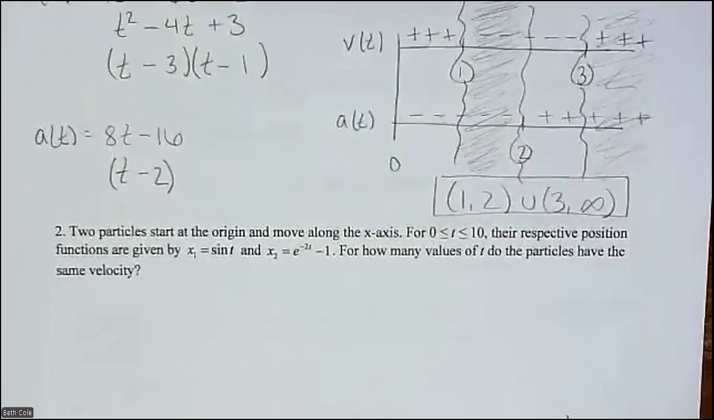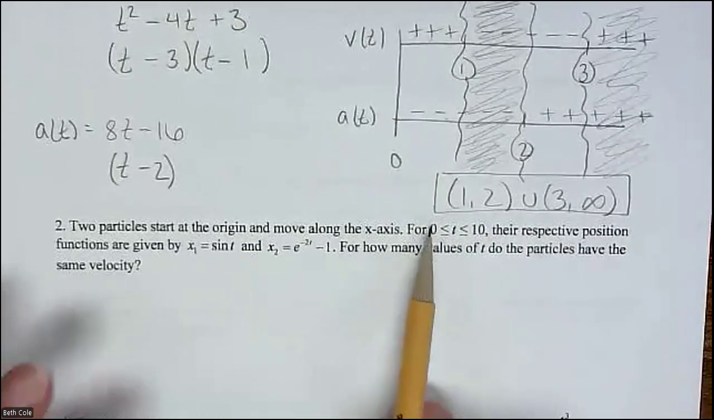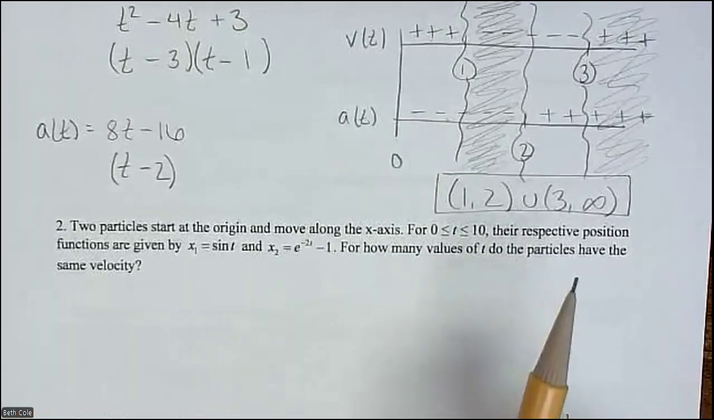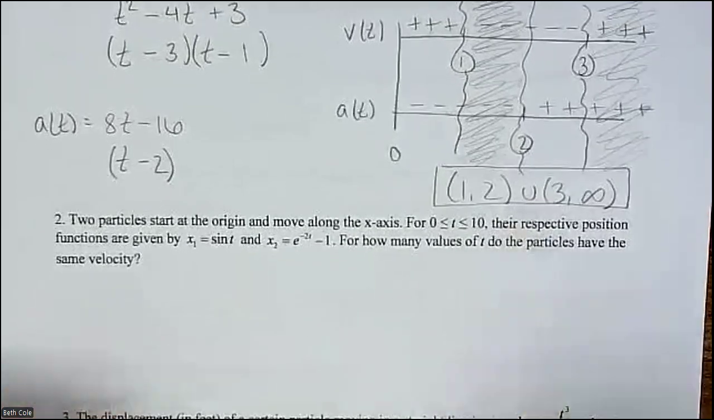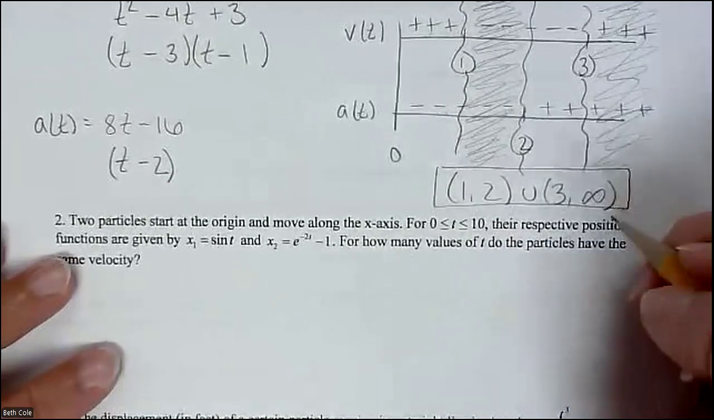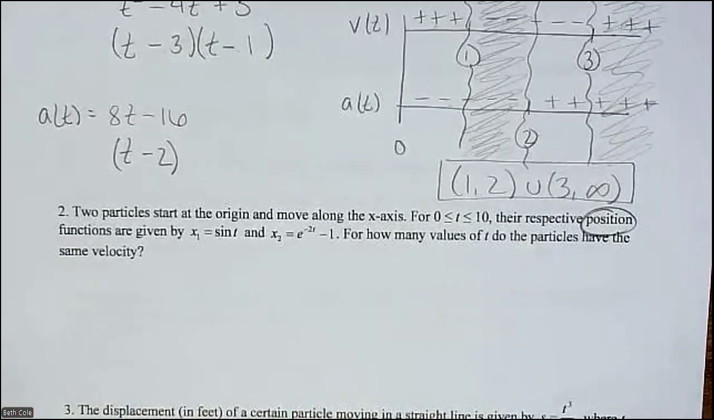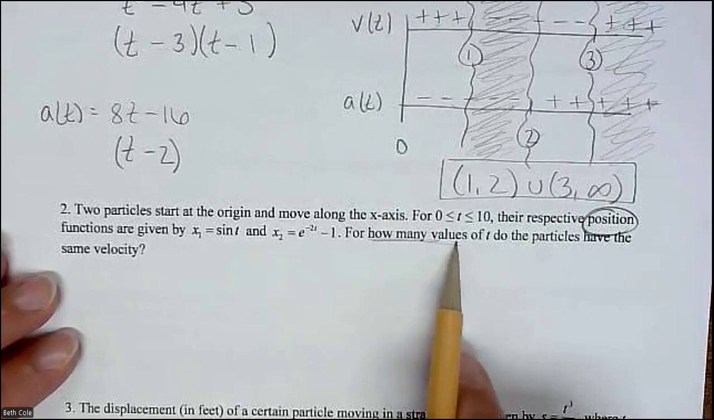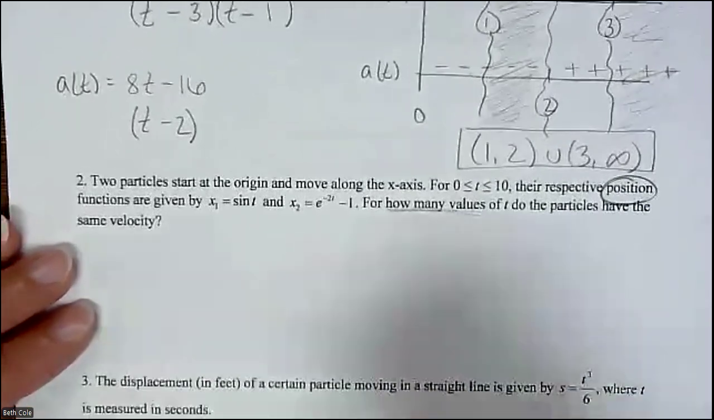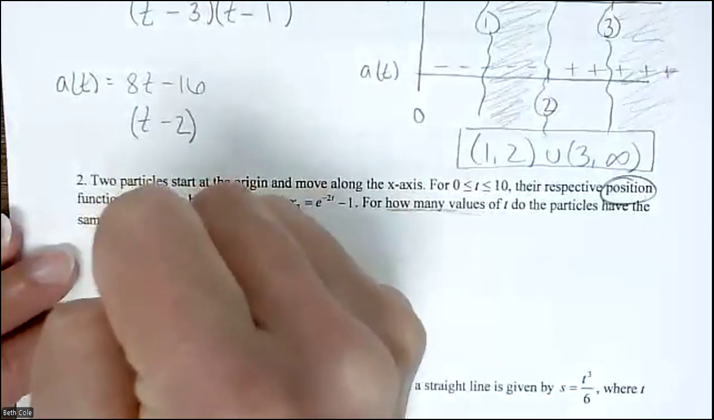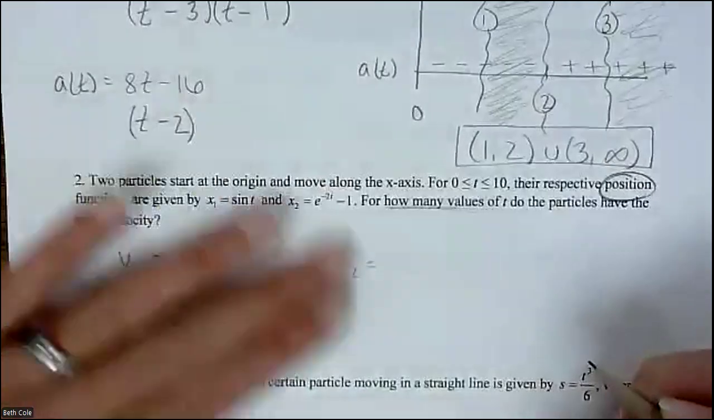All right, 2 particles start at the origin. They're moving from 0 to 10. Good, they gave us an interval there. What did they give us? Position. They gave us position, given by these 2 things. They called them x1 and x2. For how many values of time do they have the same velocity? Well, we're going to have to get the velocity of the first one and the velocity of the second one.